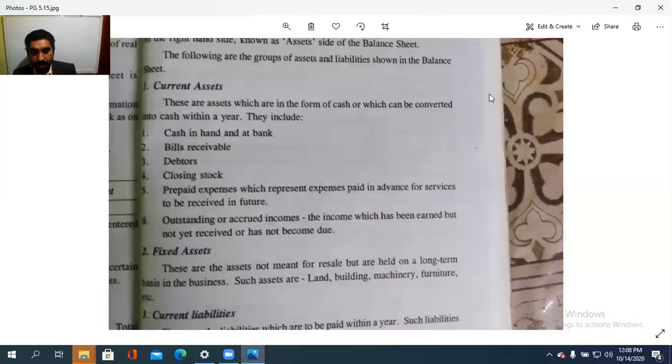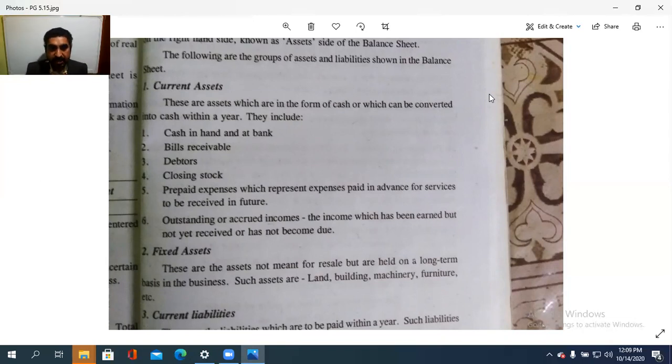Current assets are in the form of cash or can be converted to cash within a short period of time, or within a year. Assets that can be converted into cash within a year are current assets. Examples are cash in hand and at bank, bills receivable, debtors, closing stock, prepaid expenses which represent expenses paid in advance for the services to be received in future, and outstanding or accrued income, the income which has been earned but not yet received or has not yet become due. So these are the current assets.